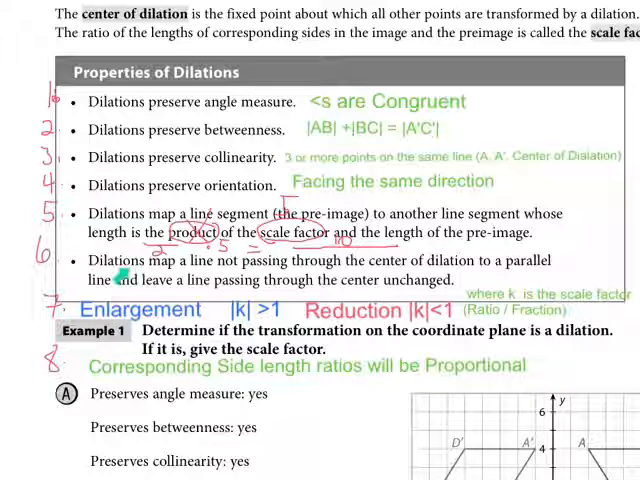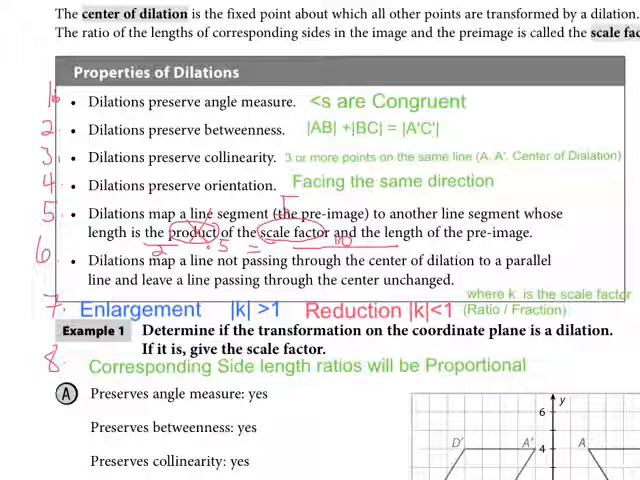Okay, number 6. Number 6 says that a dilation will map a line not passing through the center of dilation to a parallel line and leave a line passing through the center unchanged. So that means that if I'm able to draw another line and that line is parallel, then the center has not changed, it's still the center, then that means that this would be a dilation.